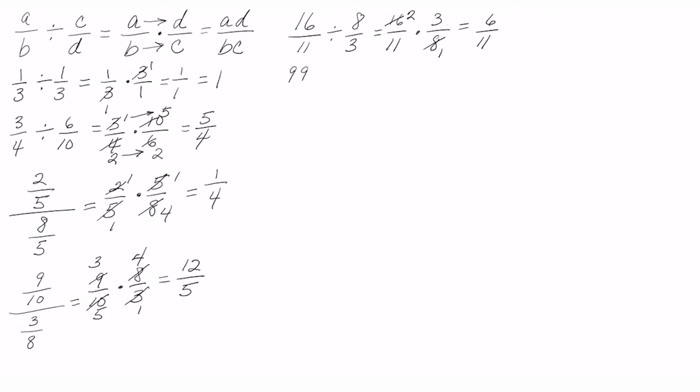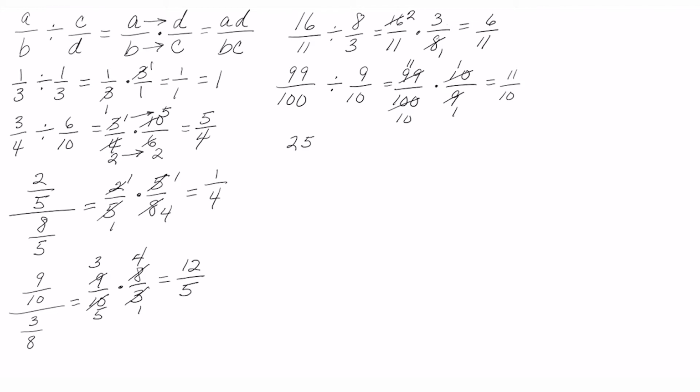So our next one, we have 99 over 100 divided by 9 over 10. So once again, we're going to leave our first fraction the way it is, and we're going to turn the second one over. So we can cancel 10 out of 10, leaves us 1. 10 out of 100 leaves us 10. Cancel 9 out of the 9. And 9 out of the 99, which will leave us 11. So we have 11 times 1 over 10 times 1, which is 11/10.